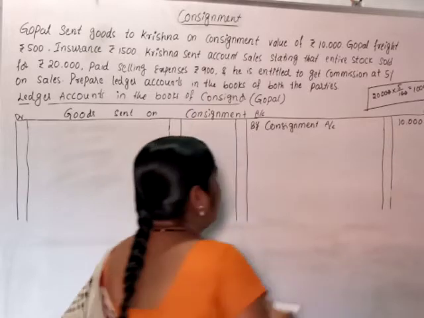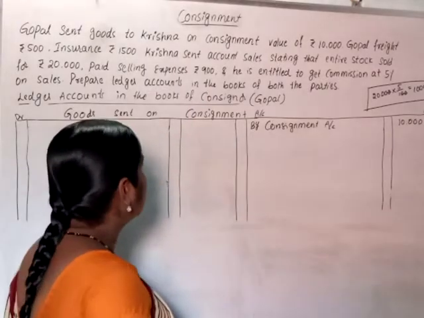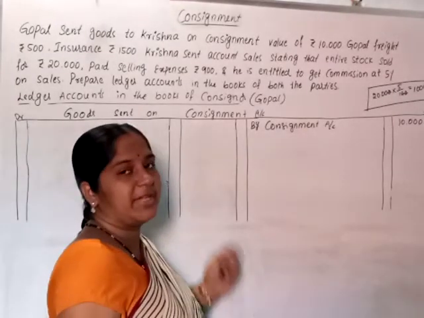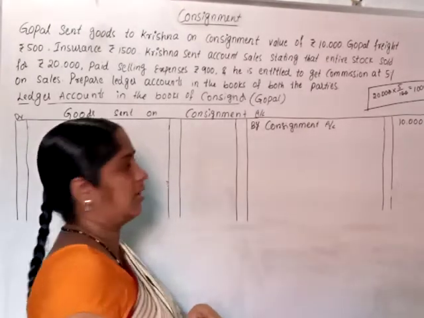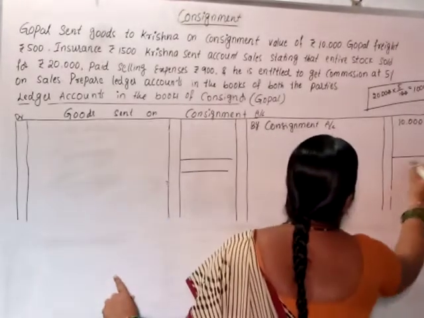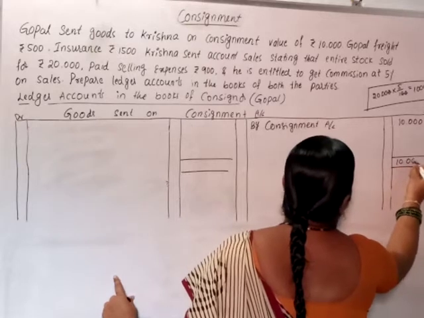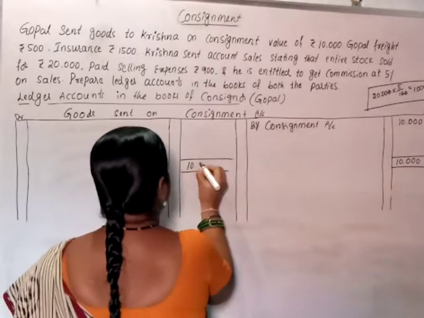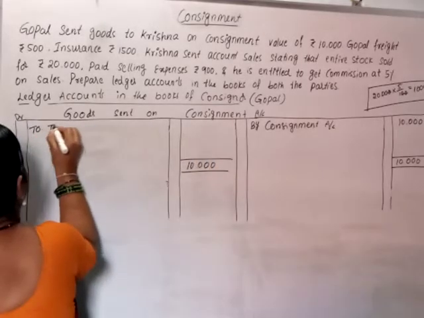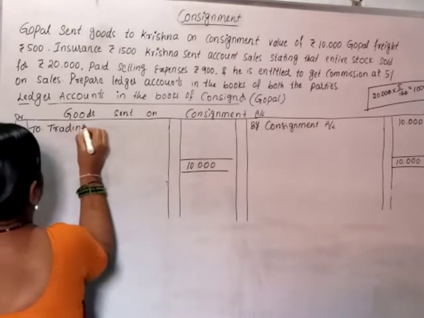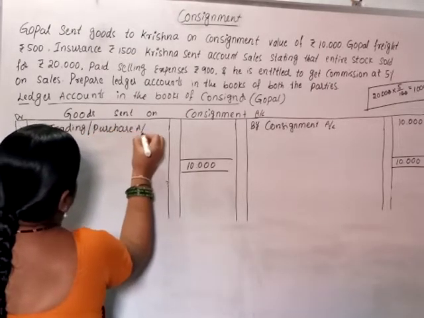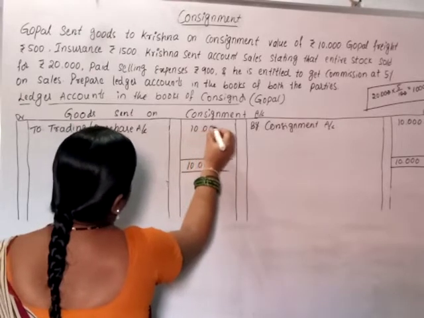And we have to calculate the balance amount. There is no debit balance in this account. That amount, 10,000 rupees, we transfer to where? Trading or purchase account. So the highest value on the credit side is only 10,000 rupees. Write here 10,000 rupees on the debit side also, and this balance is transferred to the trading or purchase account. That is 10,000 rupees.